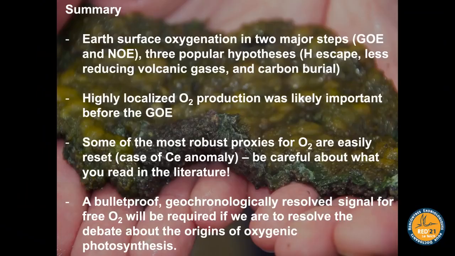So in conclusion, Earth's surface oxygenation proceeded in two major steps: the Great Oxidation Event and the Neoproterozoic Oxidation Event. And there are three popular hypotheses for what drove Earth's surface oxygenation: the escape of hydrogen to space, leaving oxygen behind, volcanic gases that became less reducing and thus less oxygen consuming over geological time, and finally, biospheric effects like carbon burial and the production of oxygen and organic matter by oxygenic photosynthesis.